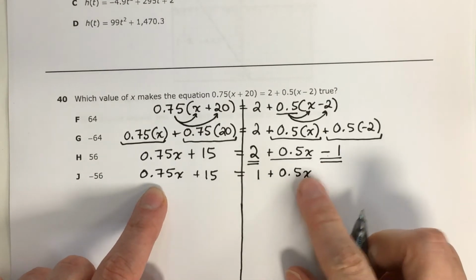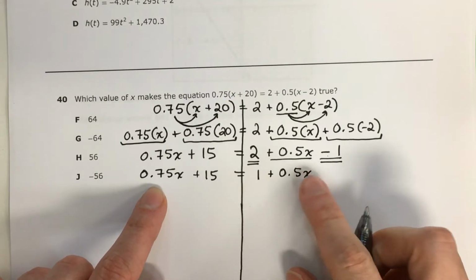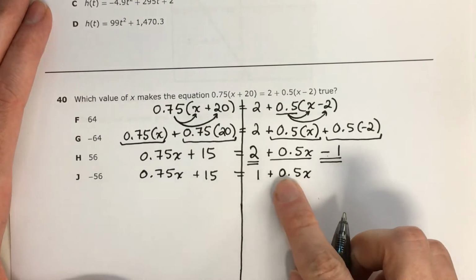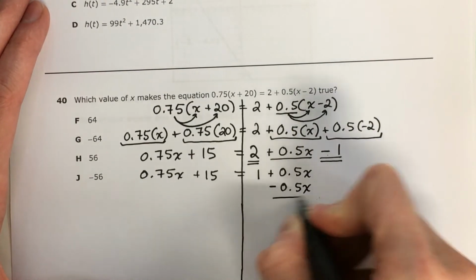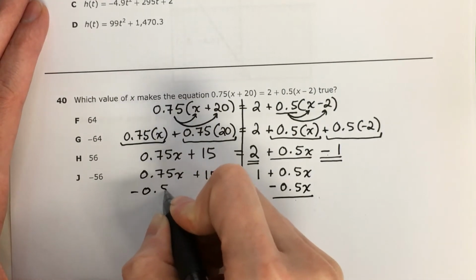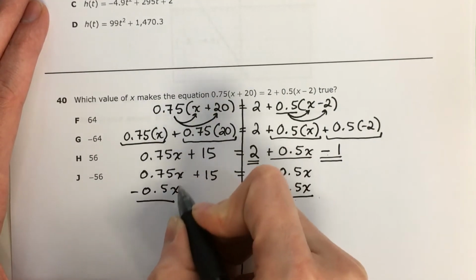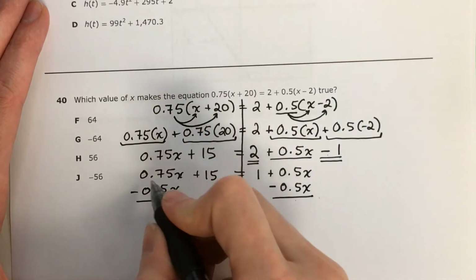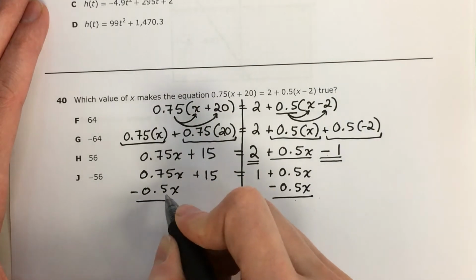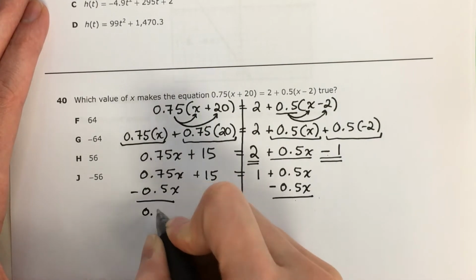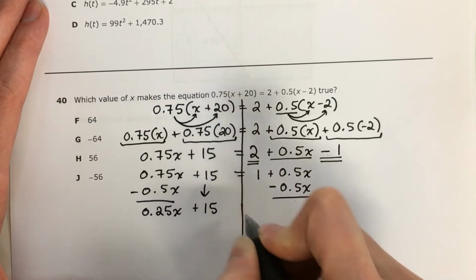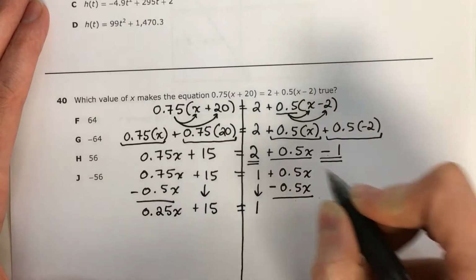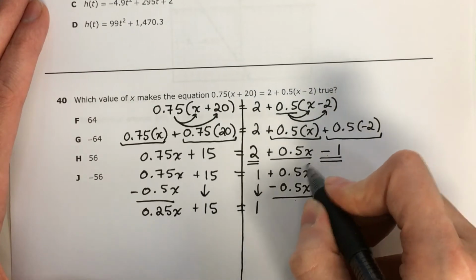Now I have two x's. I like to move the one on the right. I call it the bad letter. So move the one on the right. So this is positive 0.5. I'm going to do minus 0.5x, minus 0.5x. Notice the x's are together. 0.75 minus 0.5 is 0.25x. Copy down plus 15 equals copy down 1. 0.5 minus 0.5 is 0.